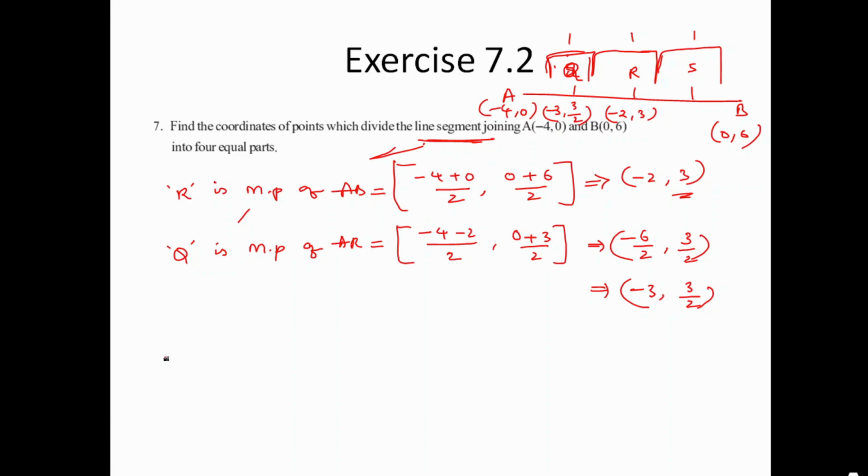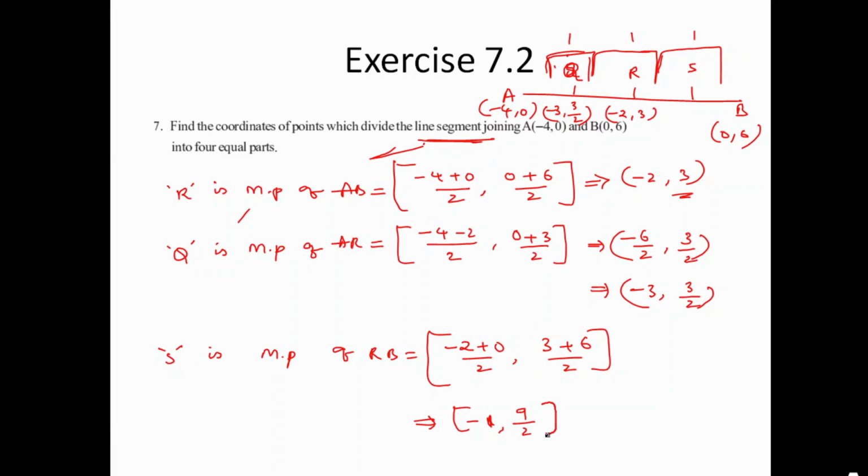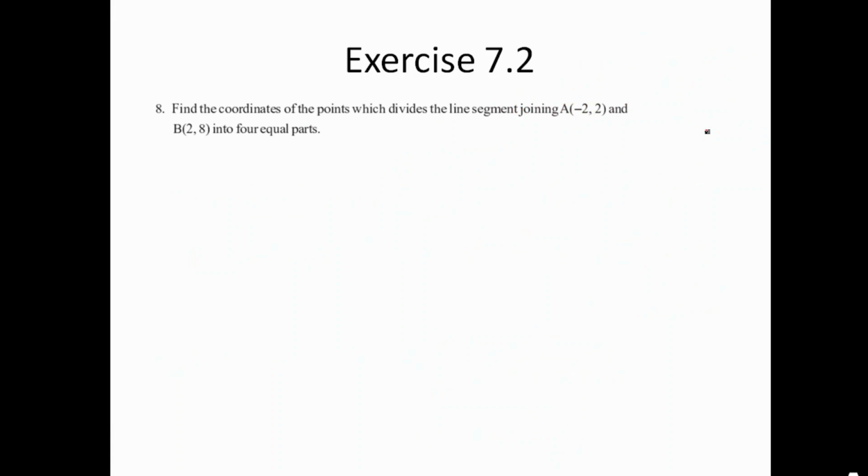So let's look at the value of S. The value of S is your midpoint of what? R to B. So when I see that one over here, x1 plus x2 by 2, y1 plus y2 by 2. Solving this, you will be having minus 1 and here 9 by 2. Okay, so these are your required values. So the S value came out to be this, right? Okay, so let's look at the next sum sequentially.